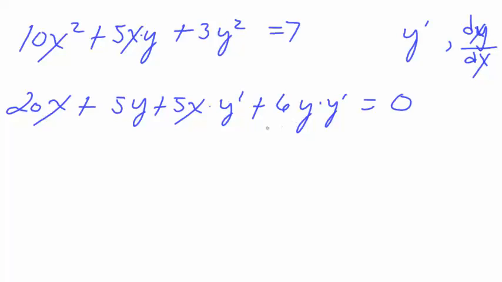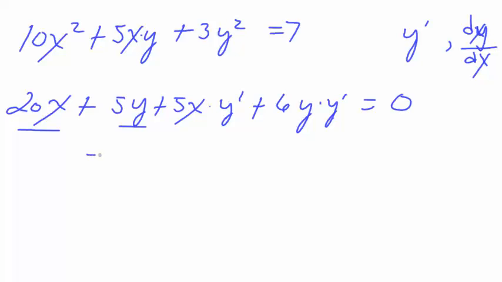So now what we need to do is solve for y prime in this problem. I'm going to do a couple things at one time here. We're going to take these two over to the right-hand side of the equal sign, and then I'm going to factor out a y prime. So let's go ahead and factor out the y prime first.